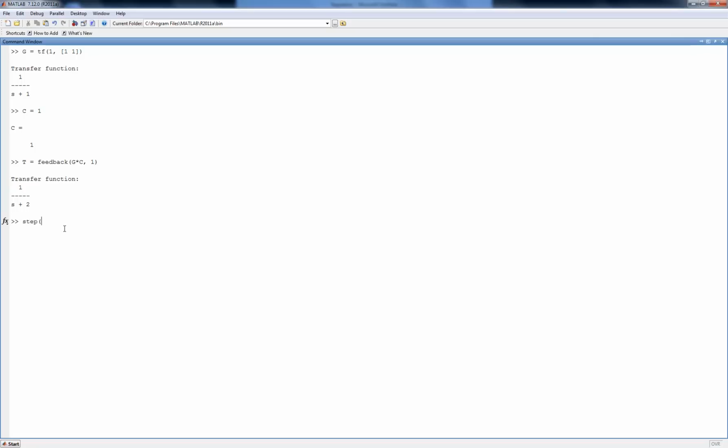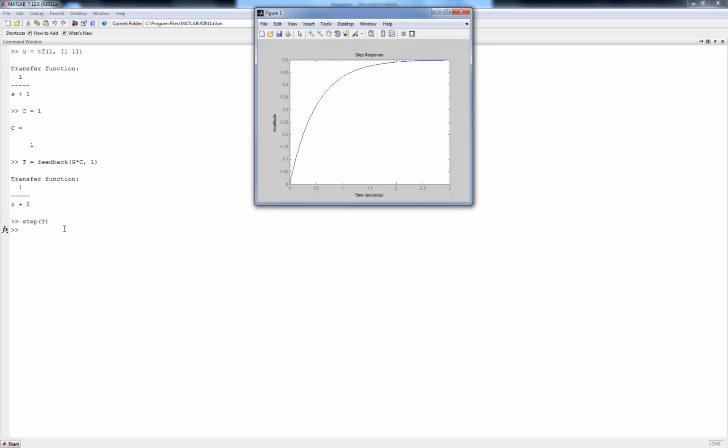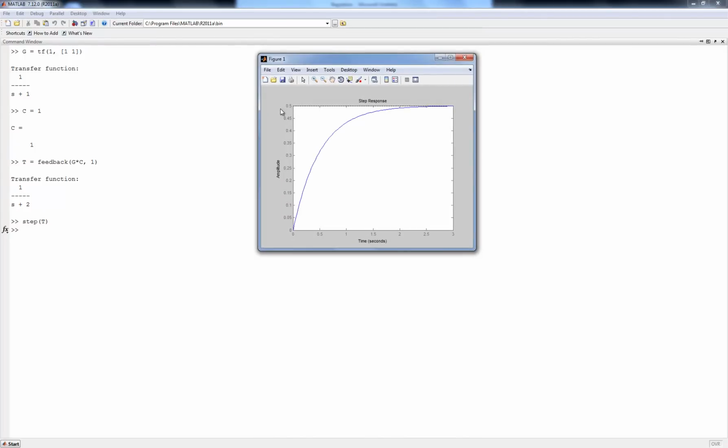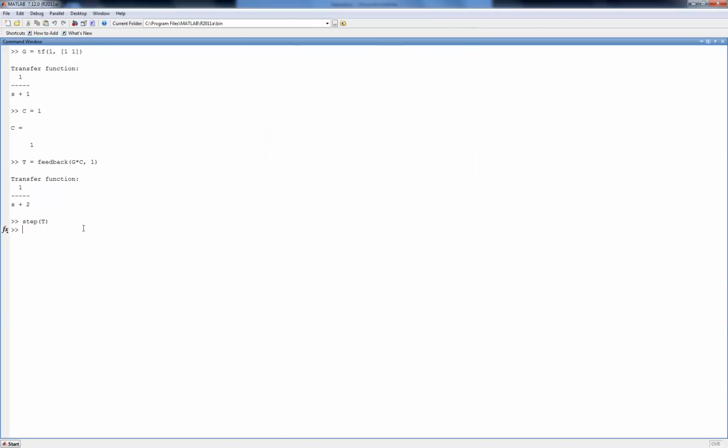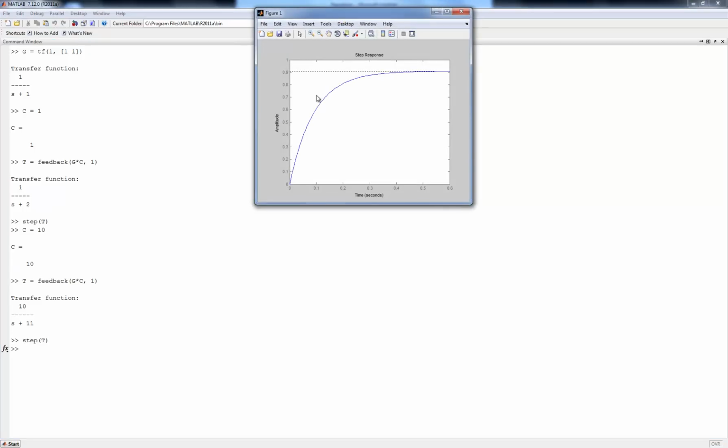Then finally we can use step(T), and we get a plot, and we notice that the final value that we get to is 0.5, not 1. If we go ahead and change the value of Kp in our controller, let's let it be 10 now, and then we use the same feedback command and the step command. Notice the final value, we get up to about 0.91, which is just 10 over 11. We see that down here in the transfer function.